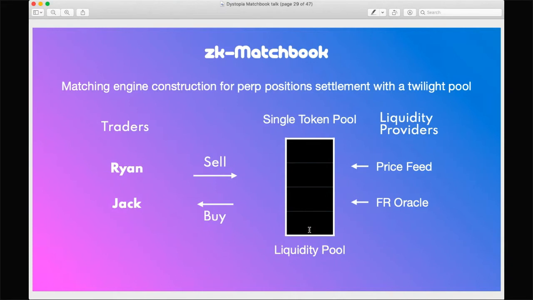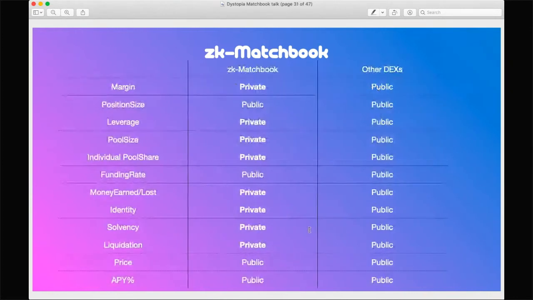And then there's a trader side. Just to give you a sense of what's private here in the design, it's this chart. It's a little bit too much to read, but you will see here that everything related to the pool aspect of things is private, and only position size is public as far as the trading aspect of this is concerned.